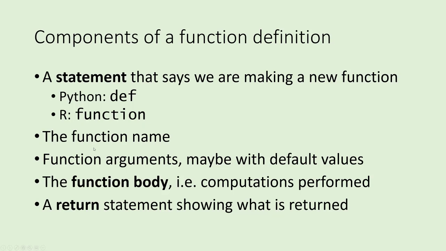You'll also have the function name as part of that definition. You'll indicate what the function arguments are, and you may or may not give those default values. You're going to create the function body, which has all of the code that the function is going to run. And then at the end of the body, you're going to have what's called a return statement, which tells the computer which value it should return out of that function when everything's done.